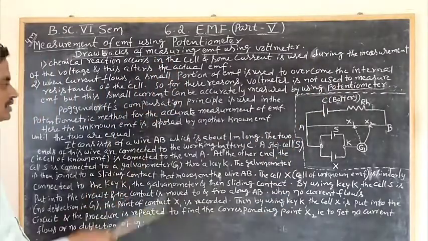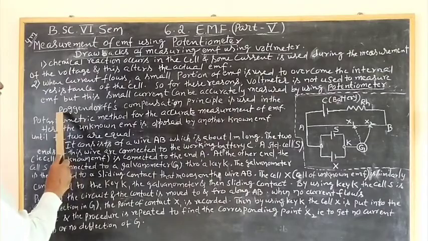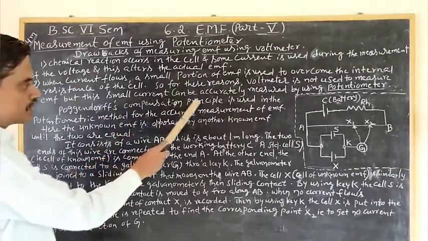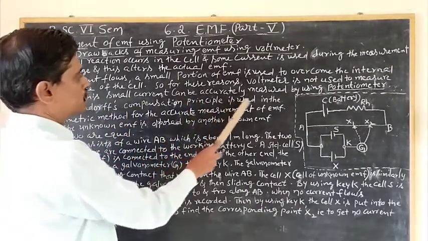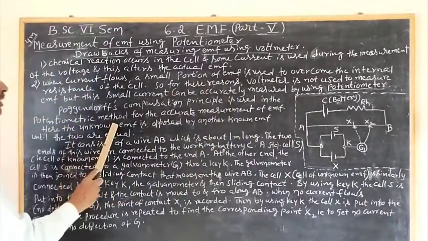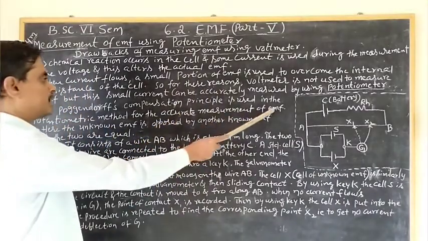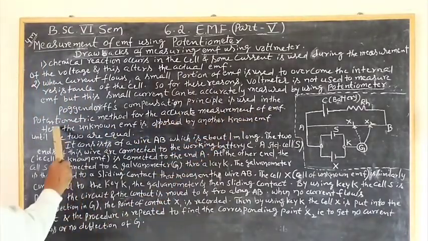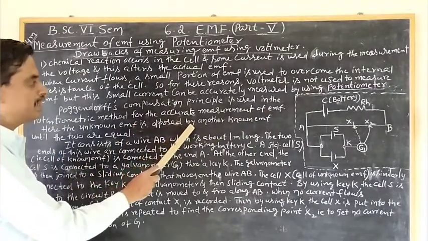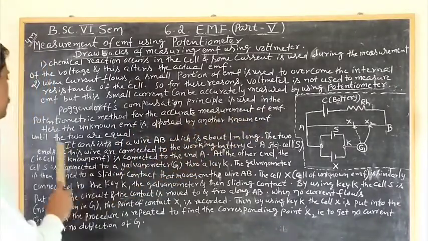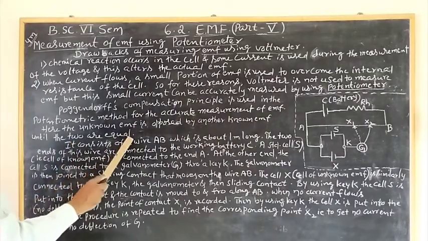The principle used in this determination is Poggendorff's compensation principle. So this principle is used in the potentiometric method for the accurate measurement of EMF. Here the unknown EMF is opposed by another known EMF until the 2 are equal.